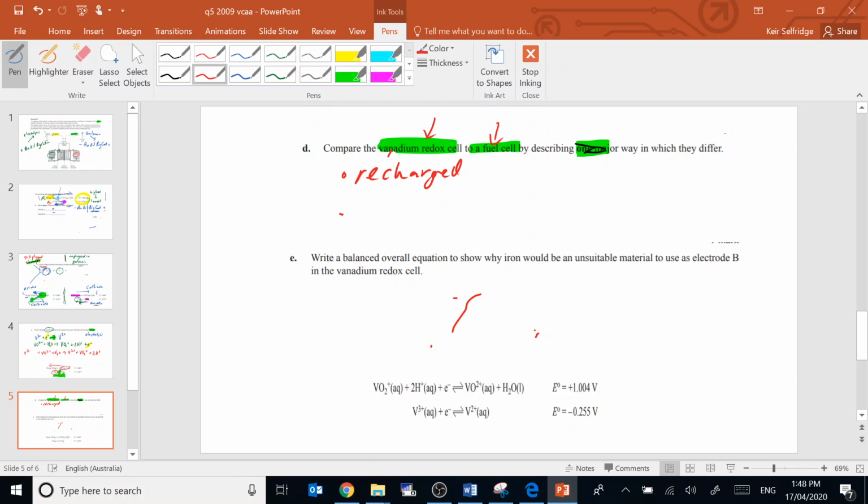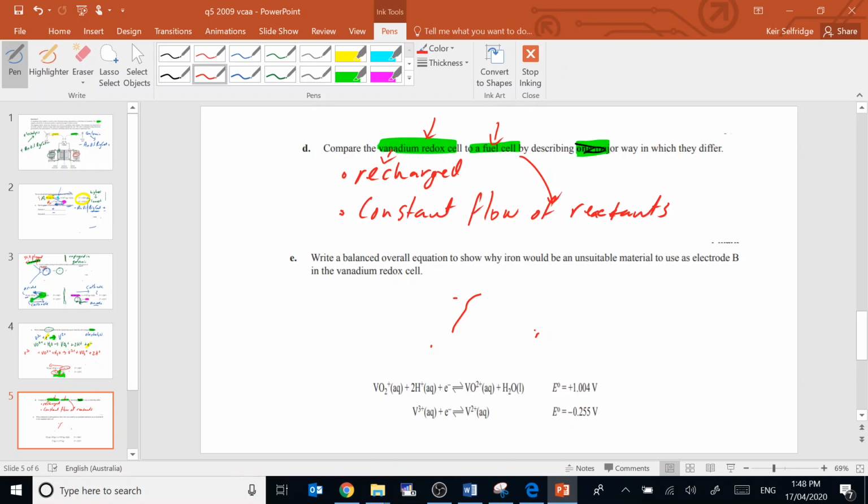Fuel cells require constant flow of reactants. Either one of those, you probably need to explain it. I think it was only worth 1 mark, so they're probably only looking for something pretty simple there. Sentence, 4, 5, 6 words, whatever it is.